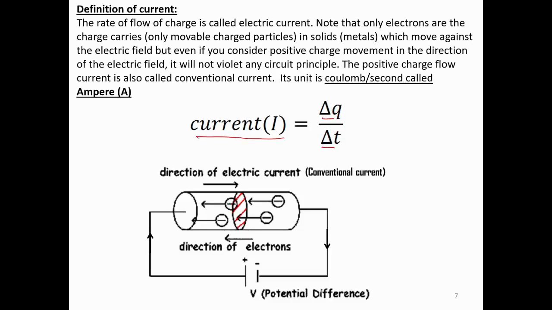Now mathematically, electric current is defined as delta Q over delta T, which is the rate of flow of charge. You can also say the total charge divided by T, which is also dQ over dt. Electrical current is measured in coulombs per second, C over S. Coulombs per second is called ampere. So ampere is the standard unit of electric current.